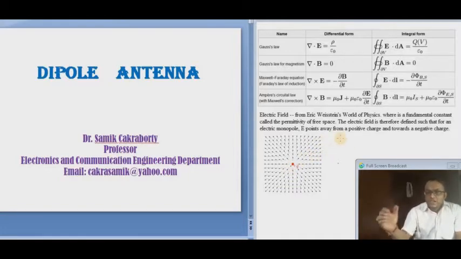Using the line of force, you can carry some signals or information from one end to another end. But the thing is, the third law is Faraday's law of induction, which tells that if a time varying magnetic field is generated, then an electric field also has to come up.